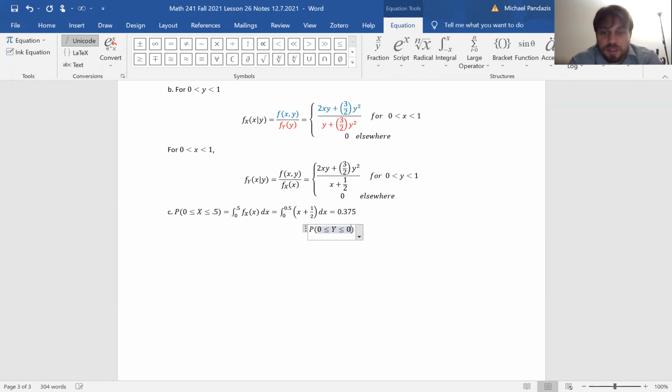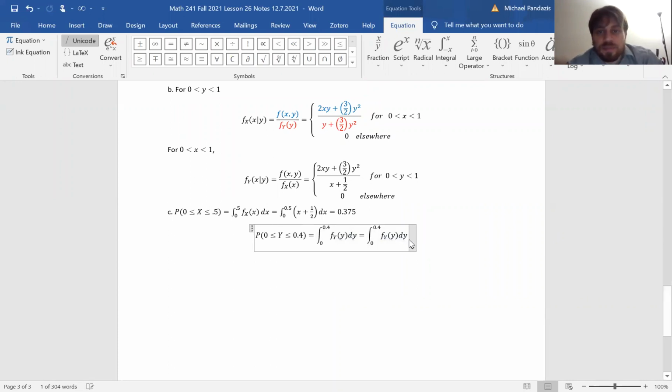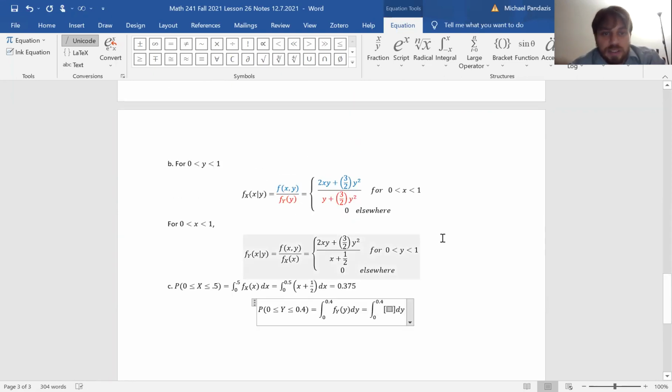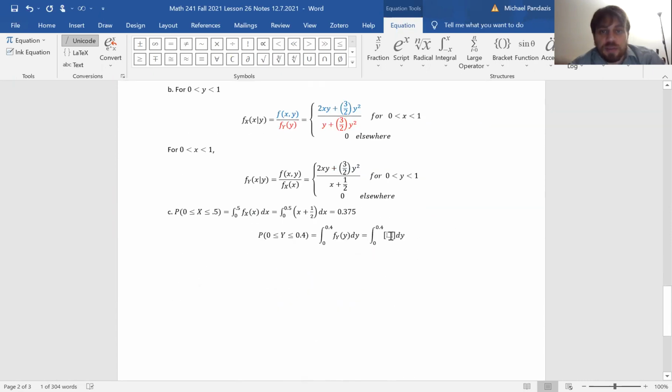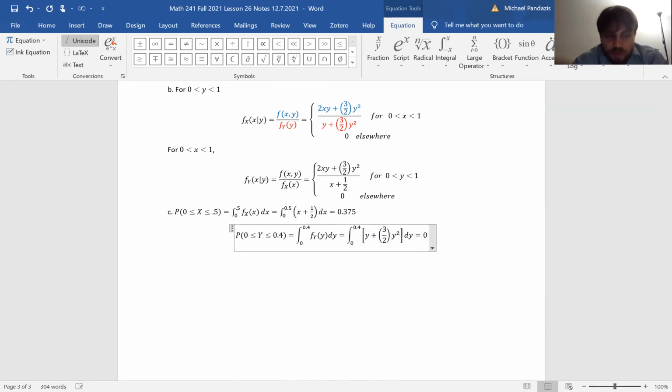The probability that y is between 0 and 0.4 is equal to the integral from 0 to 0.4 of f sub y of y. So now you just plug this in there. f sub y of y, when y is between 0 and 0.4, is equal to y plus 3/2 y squared. So I'm plugging that in here. And when you calculate that, you get 0.112.